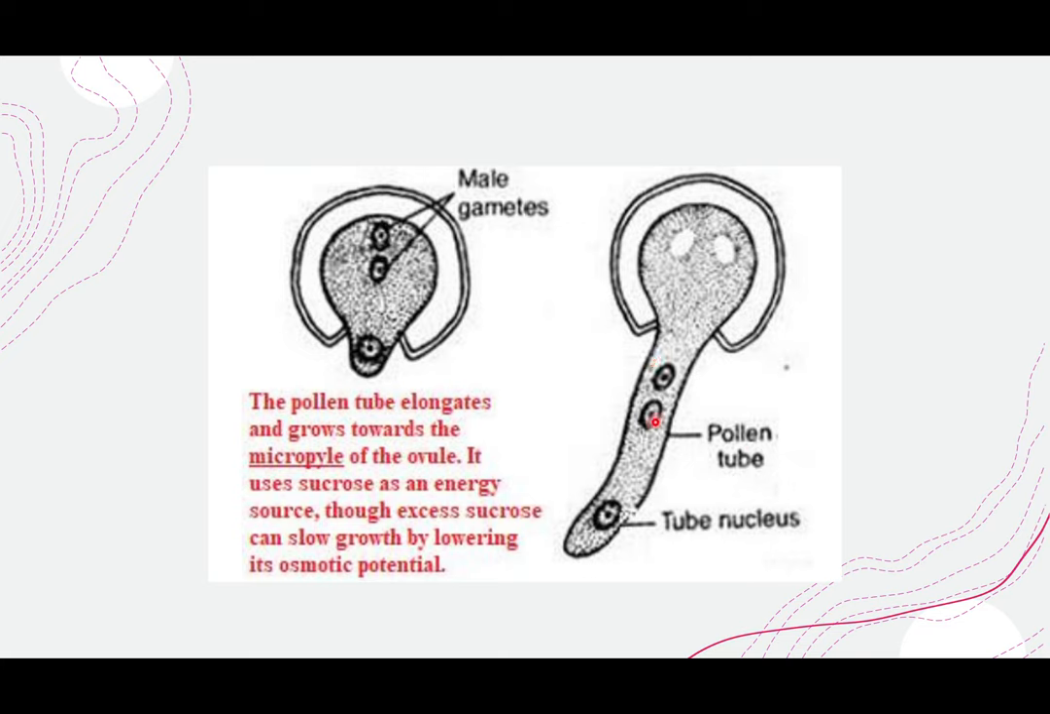And the generative nucleus is now going to go through mitosis. Well, not mitosis, meiosis actually, to produce our two gametes. Well, is it going to go through mitosis or meiosis? Let me think. It's going to go through mitosis actually, because it's haploid already. So it's going to go through mitosis to produce two nuclei, so two male gametes, right? And the one tube nucleus is generating the tube, growing towards the micropyle, all right?